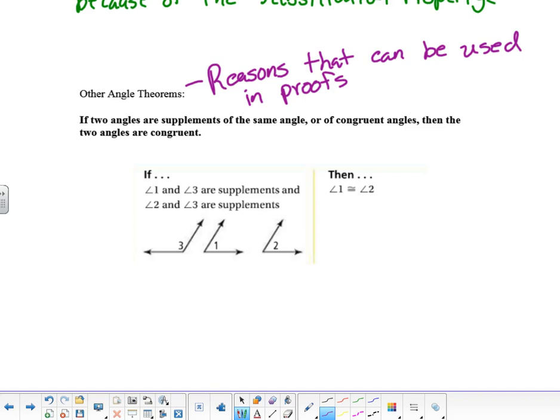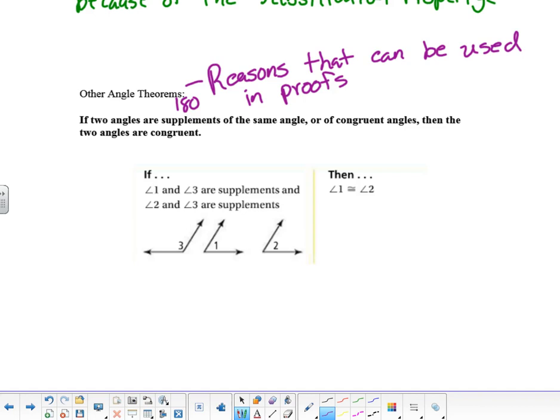And so if two angles are supplements of the same angle or of congruent angles, then the two angles are congruent. So think about supplements as adding to 180. So if angle 1 and angle 3 are supplements, and angle 2 and angle 3 are supplements, then angle 1 is congruent to angle 2.